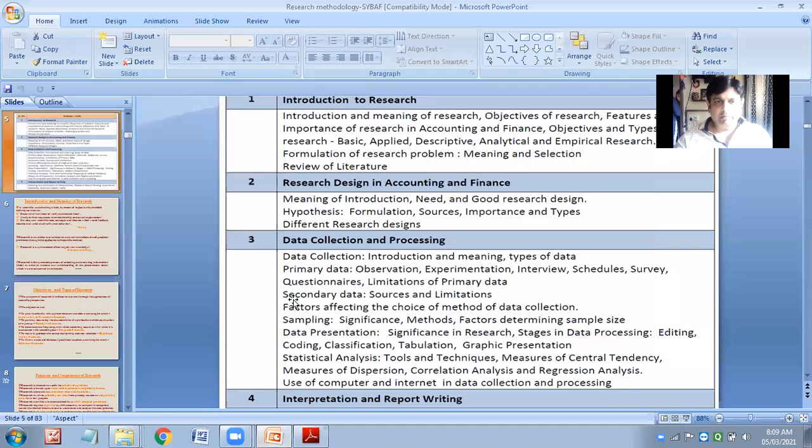If you see the syllabus, we are in Unit 3. We have completed data collection, primary data, secondary data, and factors affecting the choice of method of collection of data. Sampling we completed yesterday, including the significance method and factors that determine sample size. Today we are going to see data presentation. How are you going to present the data?